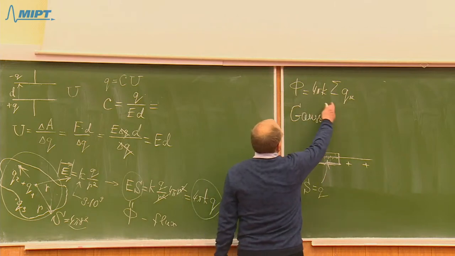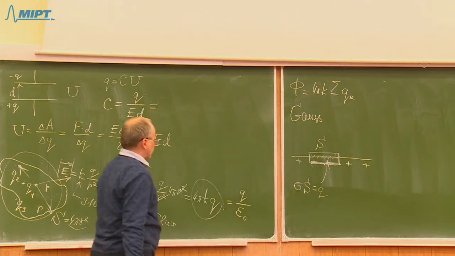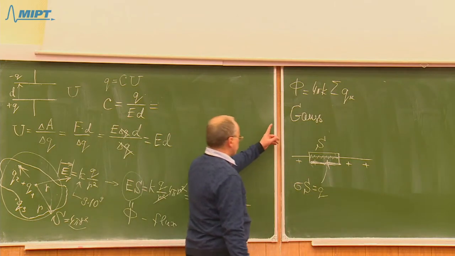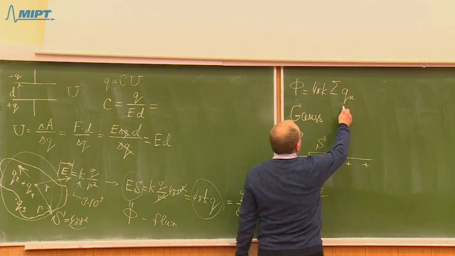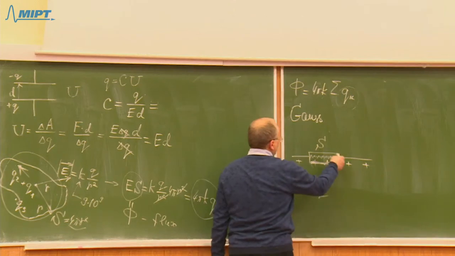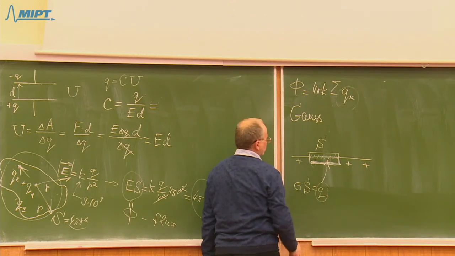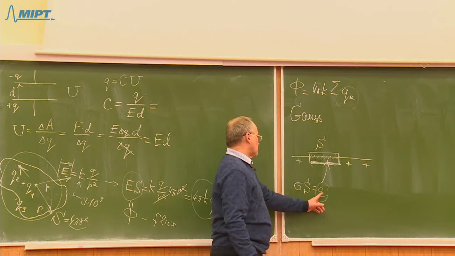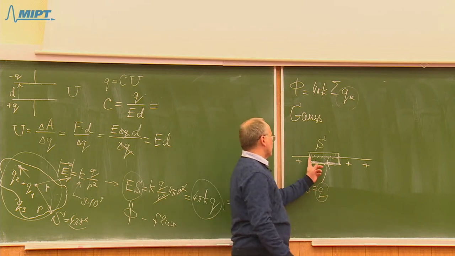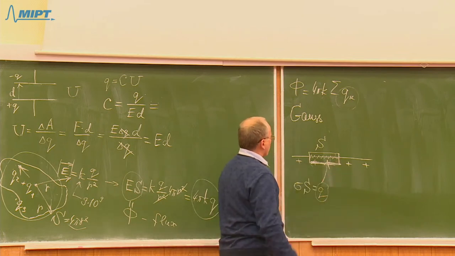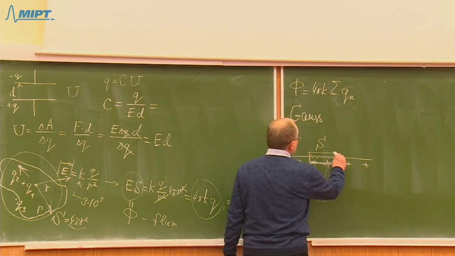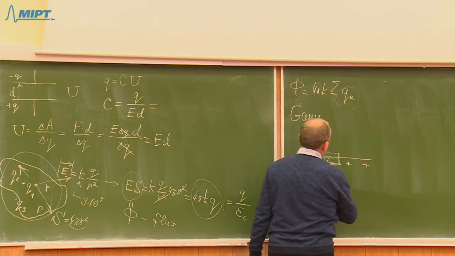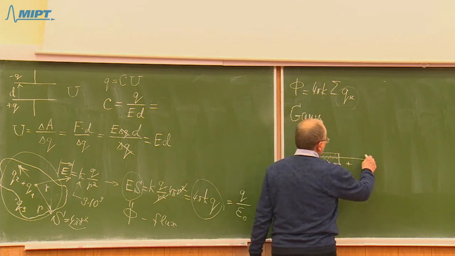So what does the Gauss theorem say? That the flux of the electric field is equal to the total charge inside this surface. The total charge is given by this expression. It's proportional to the area of the plane which we consider, and then there is the electric field of such a charged plane.